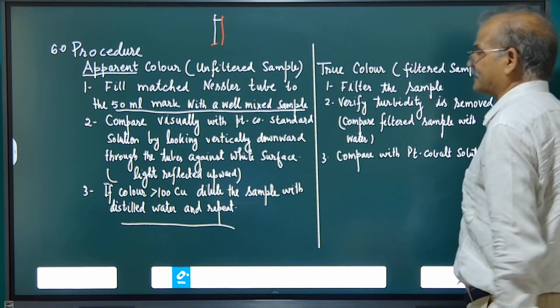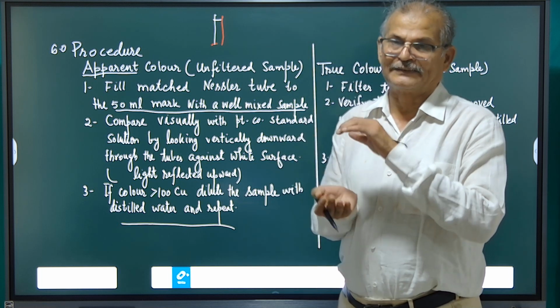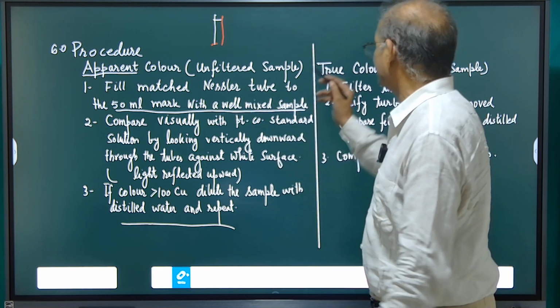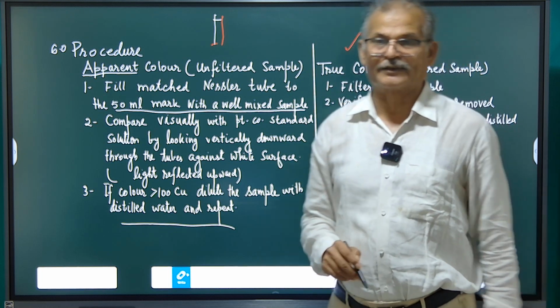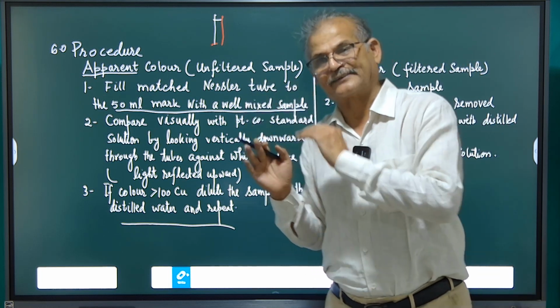Likewise, we do for true color: we filter it with the 0.5 micrometer filter, then we take it in the Nessler tube and we compare. Then we get how much is the true color. So the procedure for apparent color is the same, for true color we only filter it.